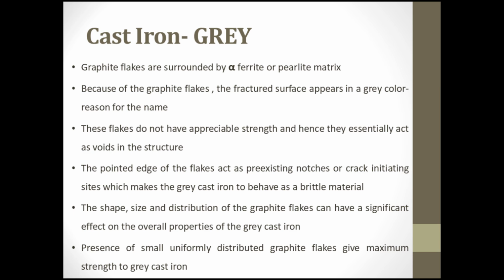The pointed edges of the flakes act as pre-existing notches or crack initiating sites, which makes the cast iron behave as a brittle material. The shape, size, and distribution of the graphite flakes can have a significant effect on the overall properties of the grey cast iron. Presence of small uniformly distributed graphite flakes gives maximum strength to grey cast iron.